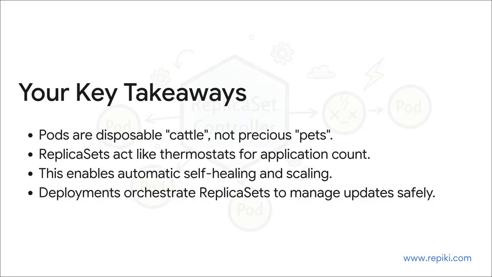So, let's wrap this up. What are the big ideas you should walk away with? First, pods are disposable cattle, not precious pets. Second, replica sets are the thermostats that make sure you have the right number running, which enables that amazing self-healing. And finally, deployments are the conductors of the orchestra, using replica sets to roll out changes safely.